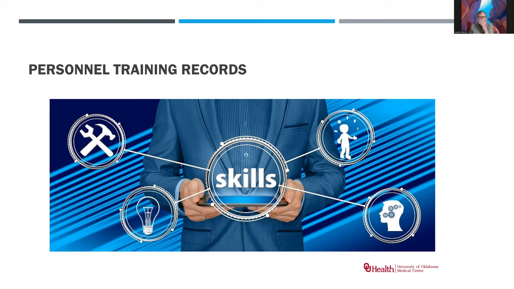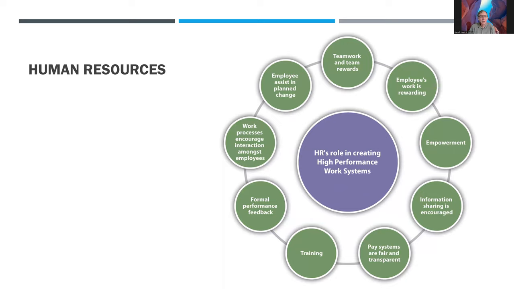So just talking briefly a little bit more about human resources, there are a number of things that human resources does if you have an organized department. If you don't have an organized department of human resources that's overseeing your laboratory, well, you can think about how you do these things and how you ensure that pay is fair and transparent, how you ensure that information sharing is going on, how you ensure that the employee's work is rewarding, how change is managed and how employees engage in change and so forth. All of these sorts of things do need to be addressed if you're going to make progress in your laboratory.